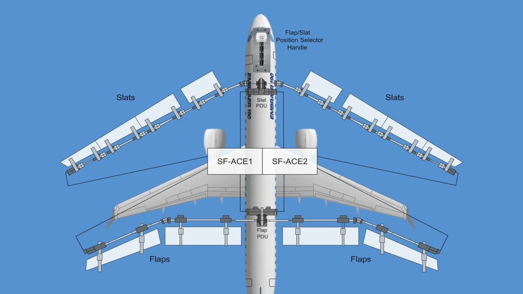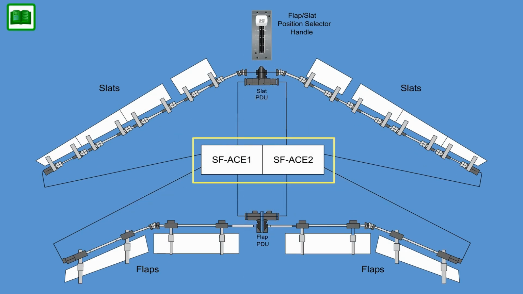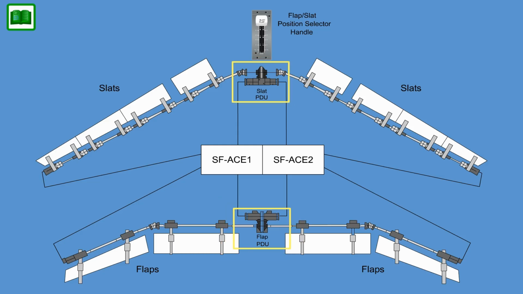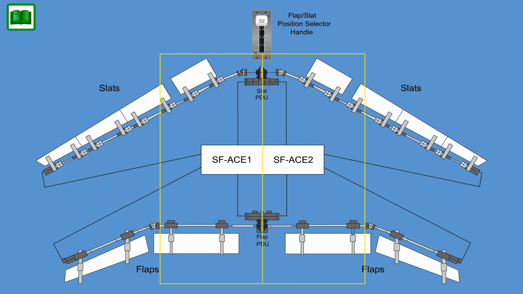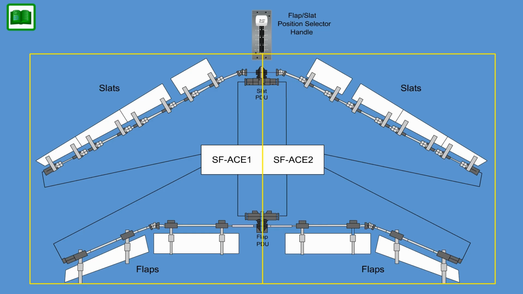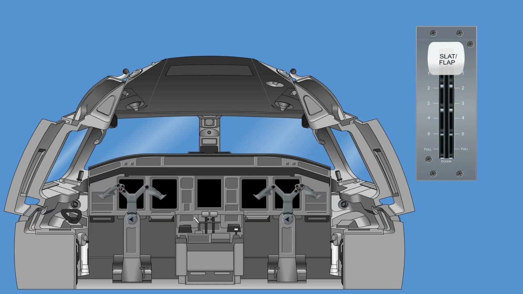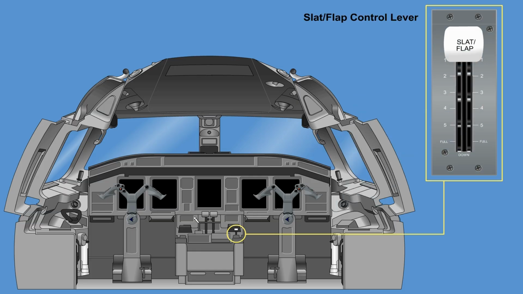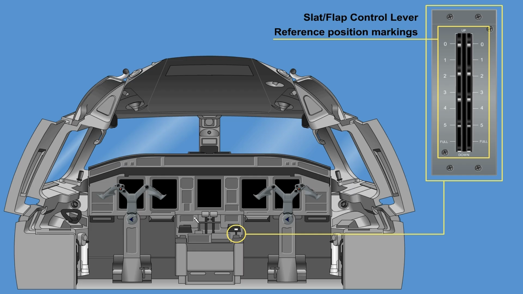Deployment of both slat-flap surfaces is commanded by 2 slat-flap actuator control electronics, SF-ACE, and electrically operated using 2 power drive units, PDUs. The PDU consists of a gearbox and 2 electric motors. Each SF-ACE controls 1 flap and 1 slat electric motor. The slat-flap control lever in the cockpit allows pilot input to the slat-flap control system by converting angular displacement of the lever into electrical signals to the SF-ACE units. A light plate provides reference position markings for surface position selection.